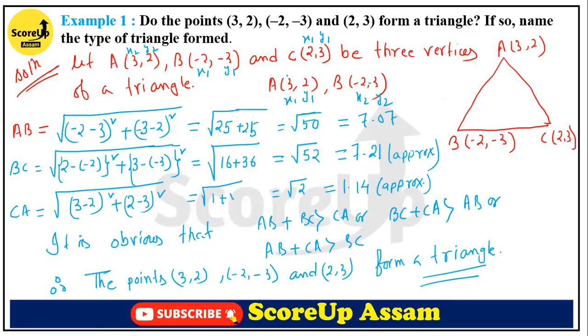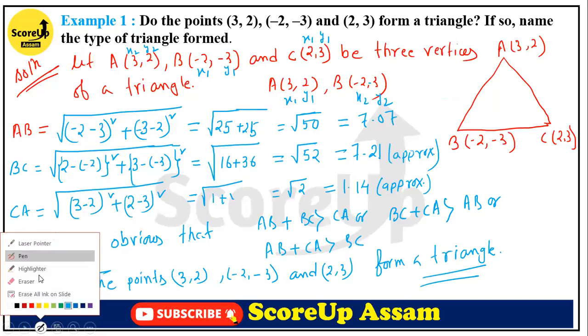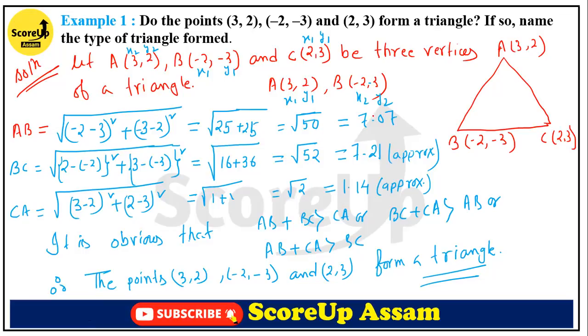Because if you add any two sides, you can see that the sum of two sides is greater than the third side. Now if you add these two sides, this is also an approximate value. 7 plus 7 is 14, which is greater than 7 plus 8, which is greater than this. That means these 3 points will form a triangle. Okay. I hope it is clear.